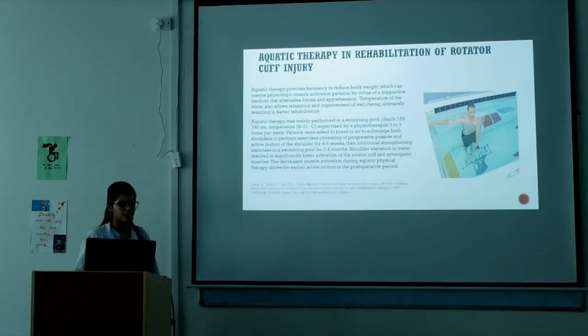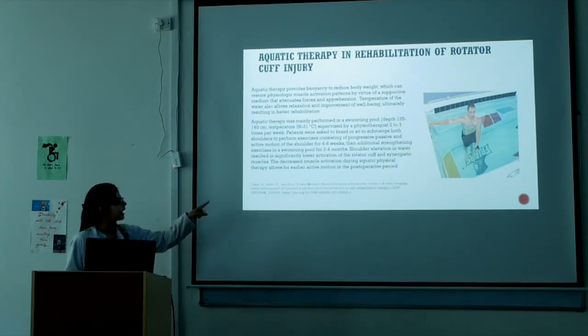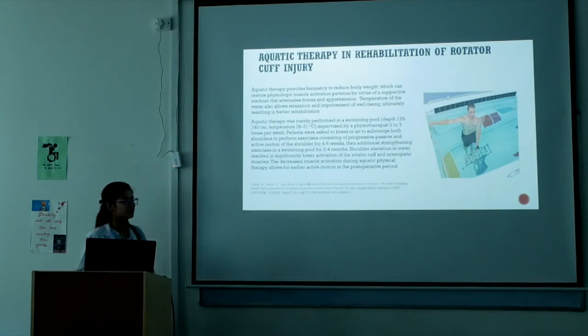Shoulder elevation in water results in significantly lower activation of the rotator cuff and synergistic muscles. The decreased muscle activation during aquatic physical therapy allows for earlier active motion in the post-operative period. So this is the exercise, this is the showing. You can achieve active motion in the water, in aquatic therapy, earlier than with land-based therapy. The main goal of the article is this.